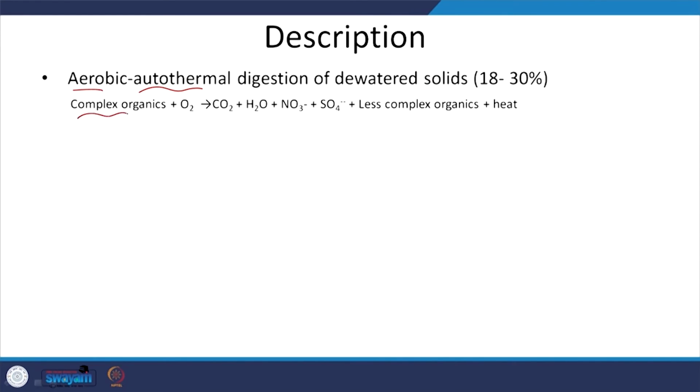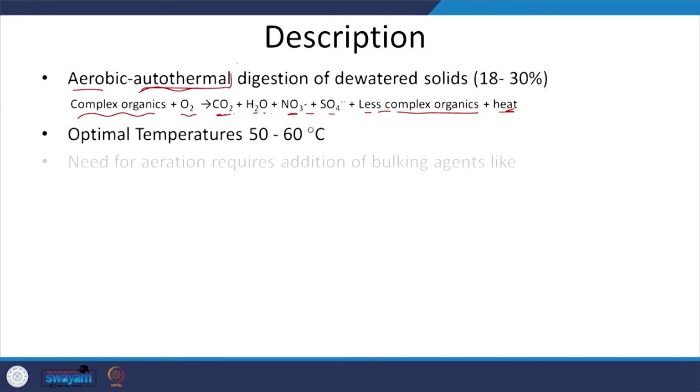We have complex organics, you are going to provide oxygen, and then they are going to degrade to relevant oxidized products, carbon dioxide, NO3 and such, and less complex organics, and heat is also given out. That is why I guess it is autothermal. Optimal temperatures are 50 to 60, we need aeration, and if we are aerating it, again this is composting. You would have heard of different kinds of composting, especially with solid waste management or the waste from your kitchens and such.